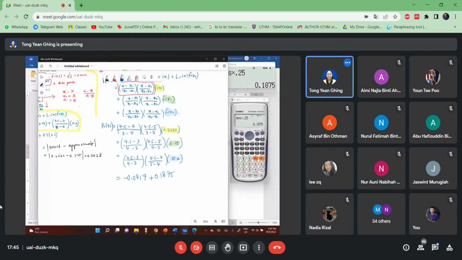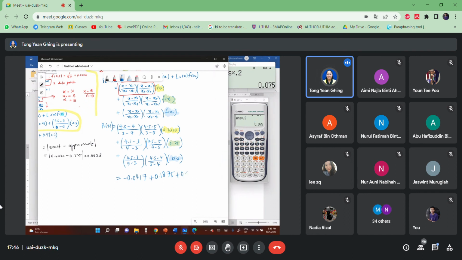So we get 0.1875. And then plus, are you still with me, class? I'm alone here. 1.5 over 2, and then times 4.5 minus 4, that means 0.5, divided by 5 minus 4 equal to 1. So 3/8, this value, and then times 0.2.